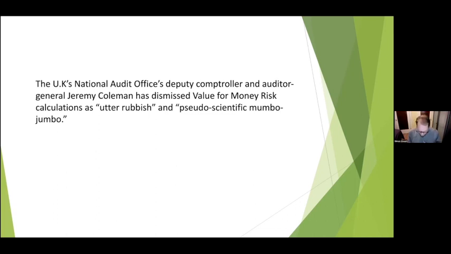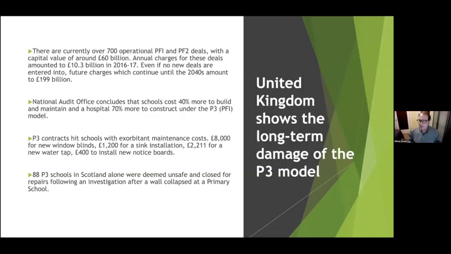The United Kingdom gives us a very clear view of what happens when these P3 debts start coming due 30 years after the fact, and it's not pretty. In the UK, they call it a PFI time bomb. There are currently over 700 P3 deals with a capital value of around $60 billion. And the United Kingdom government owes about $200 billion. So for $60 billion worth of assets, they owe $200 billion in debt. I don't know if that's a fair deal.